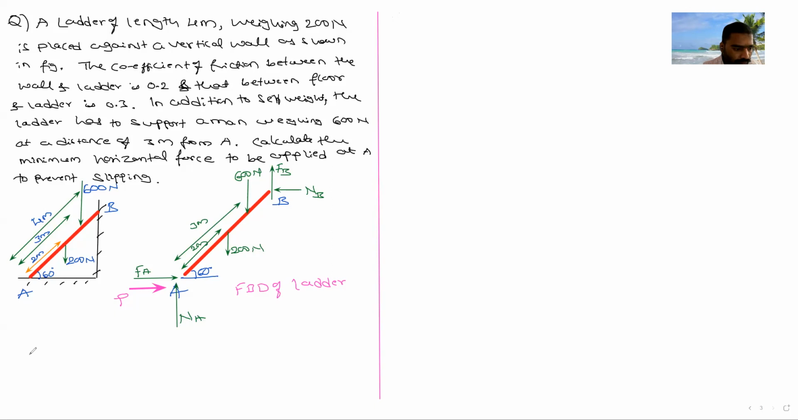He has given the coefficient of friction. Mu at A and mu at B. The coefficient of friction between the wall and ladder, which is point B, is 0.2. And that between the floor and ladder is 0.3. That is, mu A is given as 0.3.